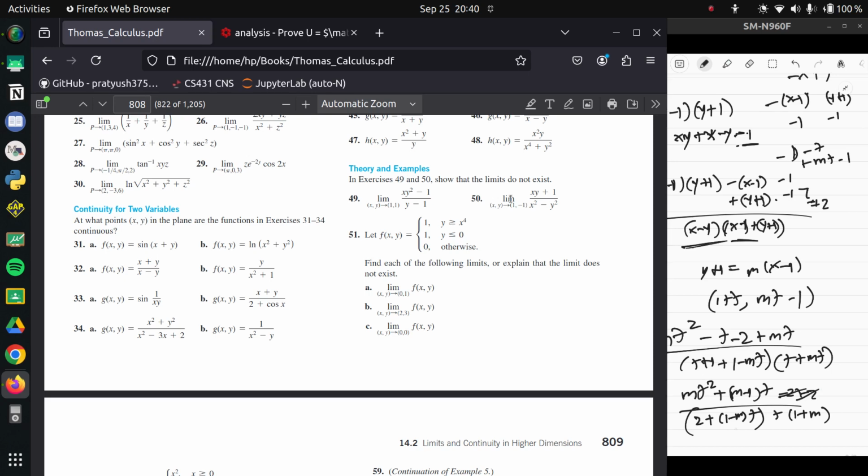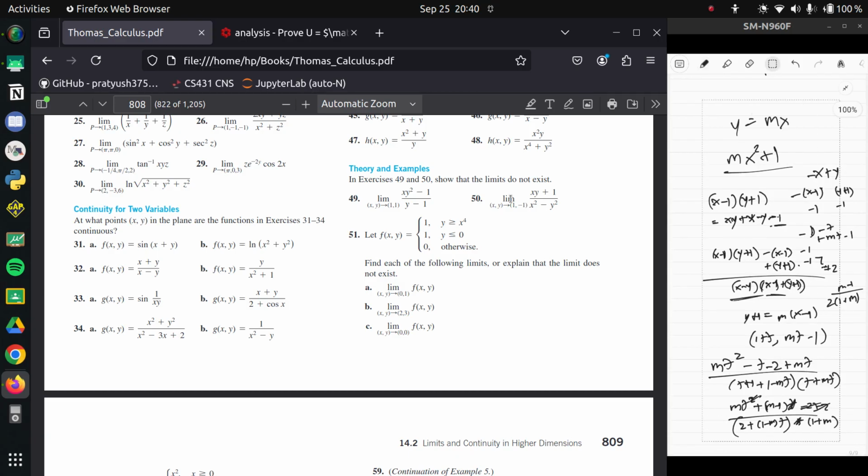Just mt square plus m minus 1 t upon all of this bizarre stuff. So as t tends to 0, we just cancel this stuff out. So as t tends to 0, this just approaches m minus 1 upon 1 plus m times 2, which varies on m, obviously. Alright, next question.